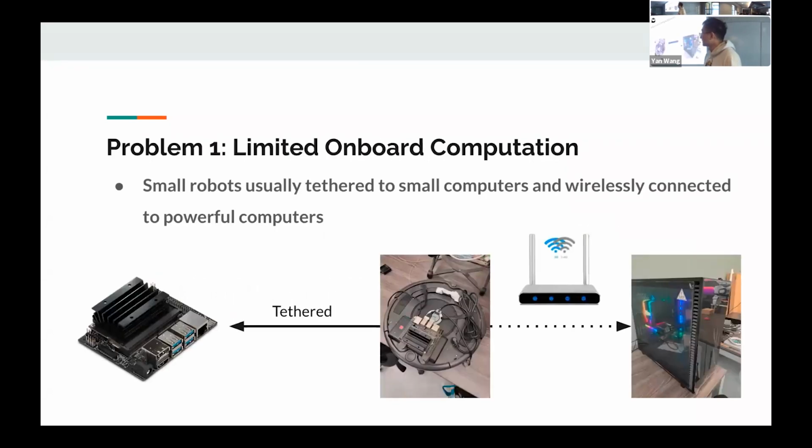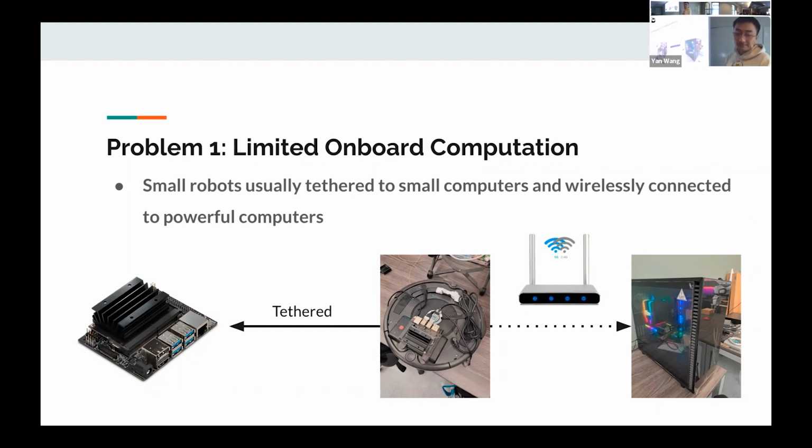So let's look at the first problem, the limited onboard computation problem. State-of-the-art RL algorithms and image encoders are computationally intensive. However, a robot agent deployed in the real world typically uses a resource-limited tethered computer, where a powerful workstation can be wirelessly connected to the robot. Using the small robot Create 3 as an example, it is tethered to the Jetson Nano, a small computer, and wirelessly connected to a powerful workstation here.